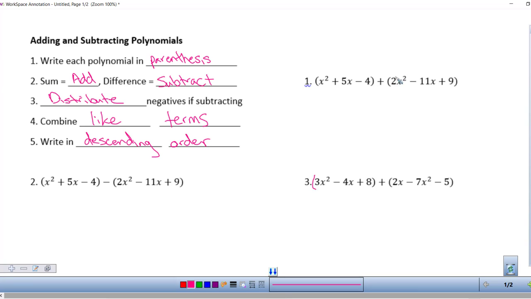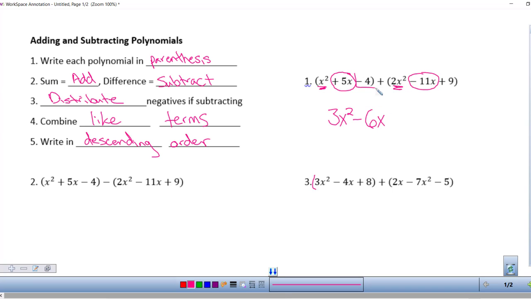So let's look at example 1. We are adding. When we're adding, we don't have to worry about distributing negatives. It's already in parentheses. We know we're adding. So we can just jump to step 4, combining like terms. The parentheses don't mean anything if we are adding. Only when they're subtracting are they important. So adding, I can just go ahead and look at my like terms. X squared and 2x squared would make 3x squared. 5x and negative 11x. Make sure that you're careful in looking at the signs in front of those. 5 and negative 11 makes negative 6x.